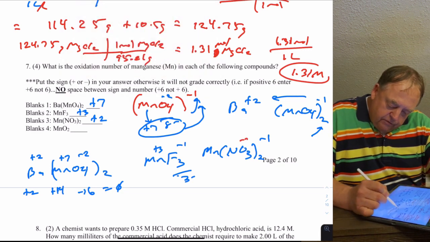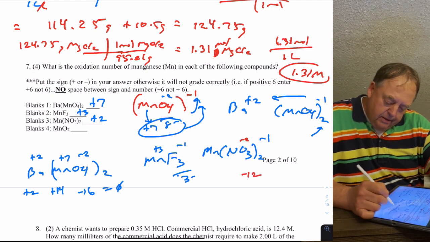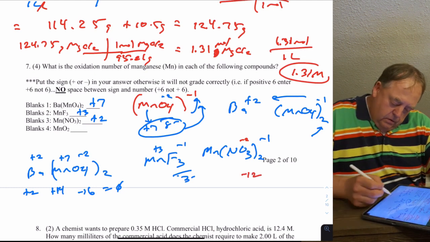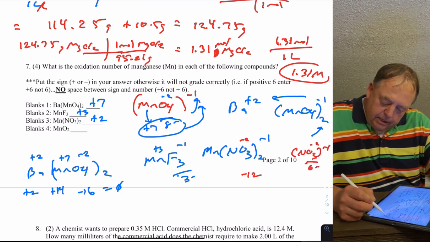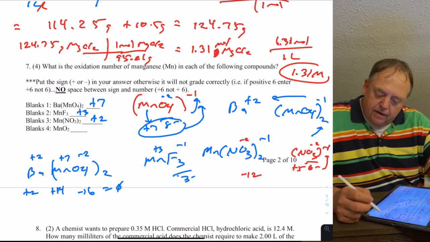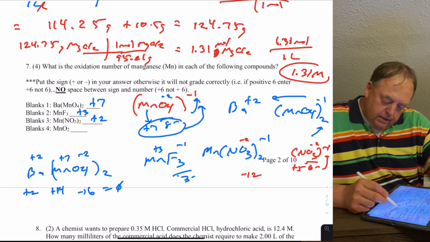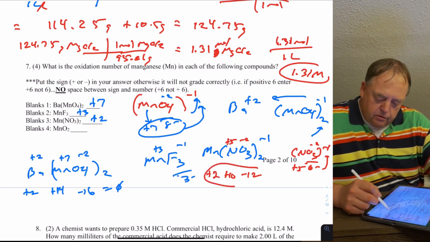So oxygen's -2, there's 6 oxygens, so that would be 12 negatives from the oxygens. And since NO3 is -1, so 6 negative from oxygen, that means nitrogen must be +5. So that +5 and -6 gives you -1. So each nitrogen's +5, there's 2 nitrogens, so that would give you 10 positives. So manganese must be +2 since there's only 1 manganese, and all of those would equal 0.